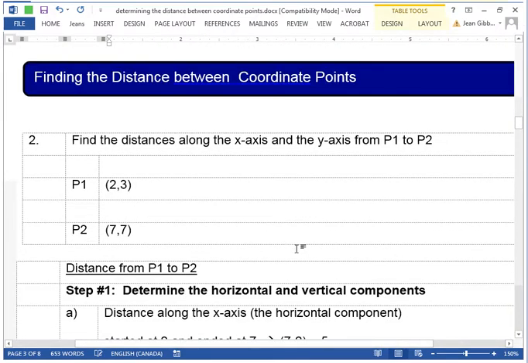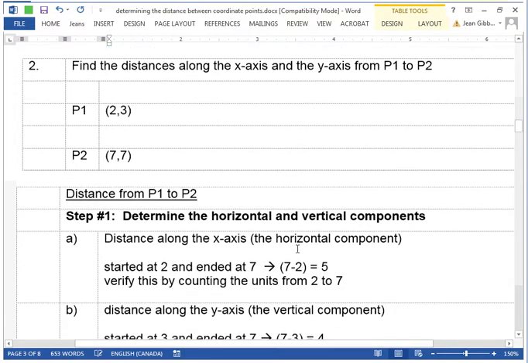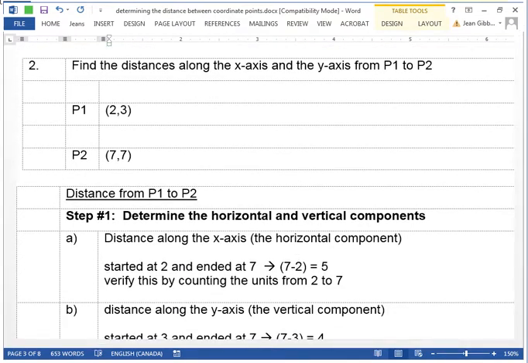Now, find the distances along the x-axis and the y-axis from P1 to P2. The distance along the x-axis we'll call the horizontal component. Starting at 2 and ending at 7, the distance would be 7 minus 2, which is equal to 5. Let's verify this by counting the units on your diagram from 2 to 7.